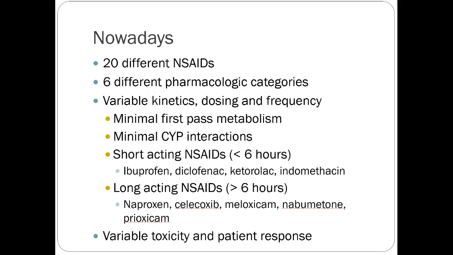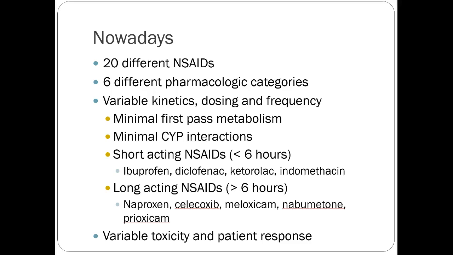Variable kinetics, dosing, and frequency. This is really the big difference between NSAIDs out there. So you have some that are dosed 4 times a day, some that are dosed once daily, some that are dosed twice daily. That might depend on how convenient your patient wants their medication regimen to be. It's going to lead you towards picking one NSAID over another.